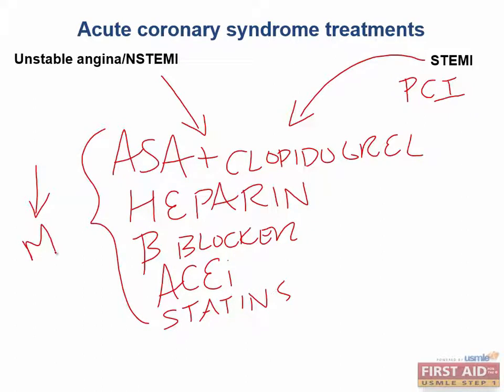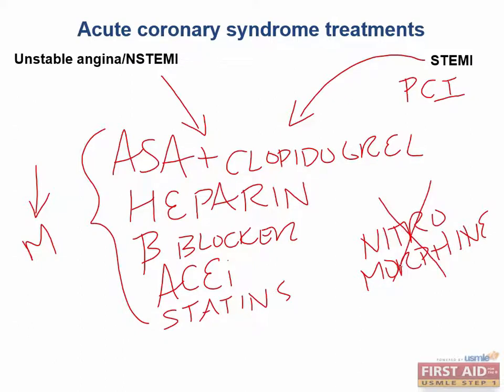Very high yield is that nitroglycerin and morphine are only for symptomatic relief. They do not improve mortality. All these other agents do though. They decrease the mortality.